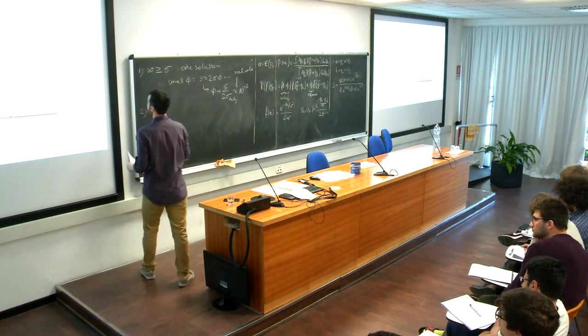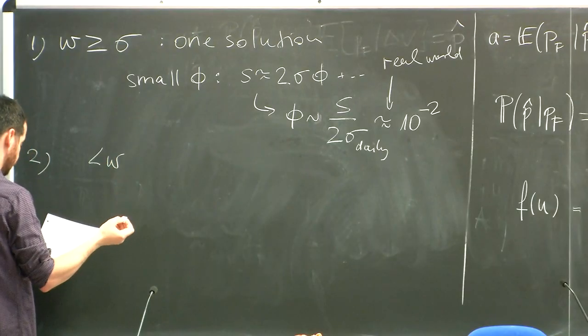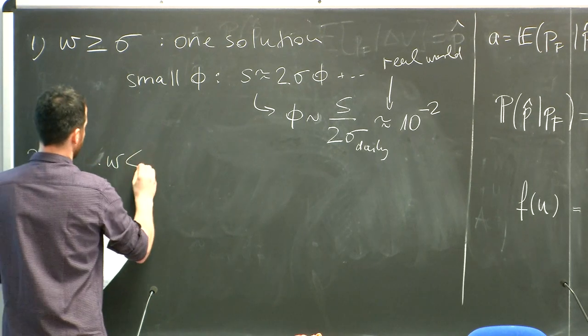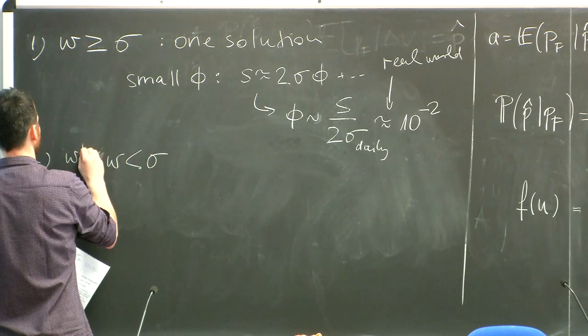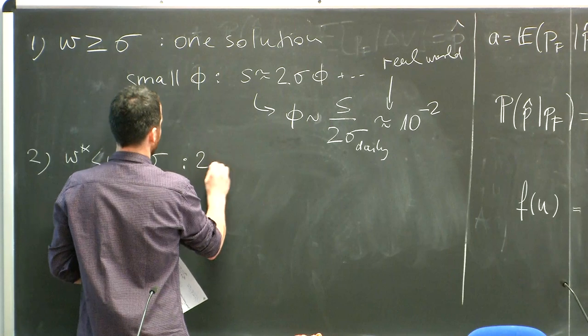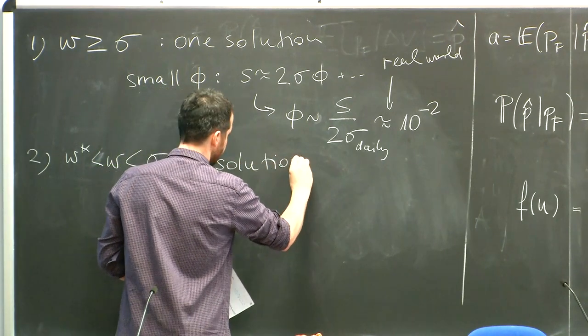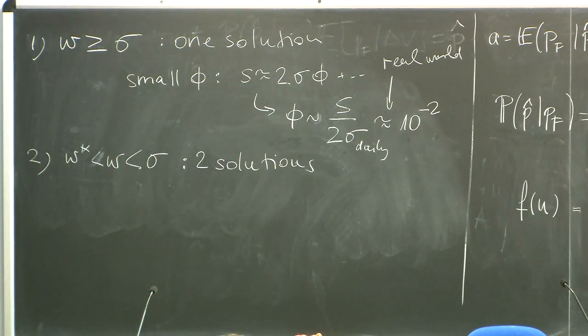The other case is where W is below sigma, so you're below one here, but above some W star, which is some critical value. It's hard to calculate, it's not really important, but it's a finite value. In between, you have two solutions, which seems strange. What does two solutions mean? The market maker can set his spread to a low value or to some high value. As he goes left, the two solutions converge, but there are two possibilities.